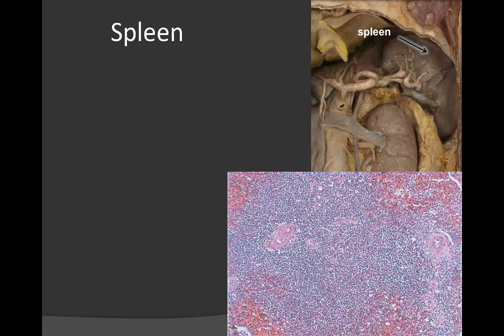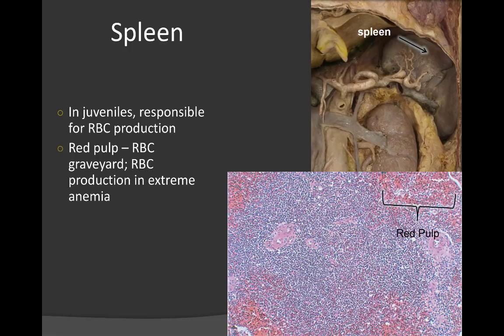Another organ you will look at under the microscope is the spleen. It produces red blood cells in juveniles and has two areas you will need to identify. The first is called red pulp. This is generally a red blood cell graveyard.